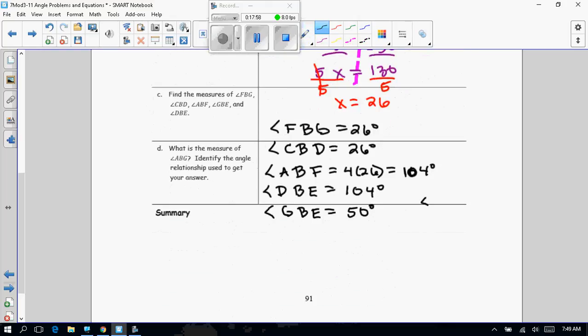So angle ABG is equal to angle ABF plus angle FBG. Okay, that's what I'm going to be doing. Well, I know ABF, I just got that a second ago, was 104 degrees. There we go, 104 degrees. And I know angle FBG we know is 26 degrees. So if I add those up, I get 130 degrees.